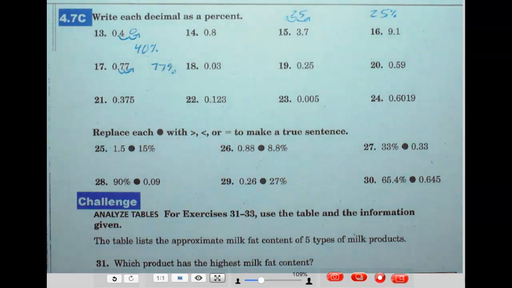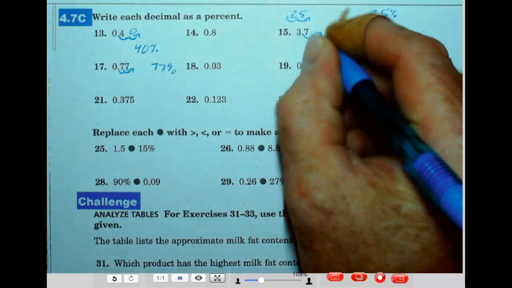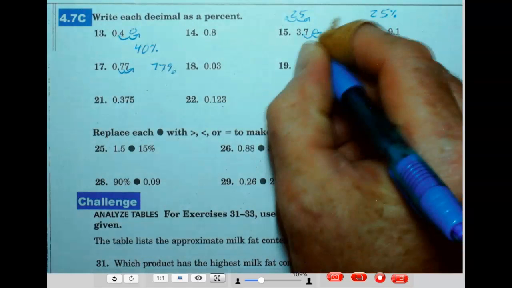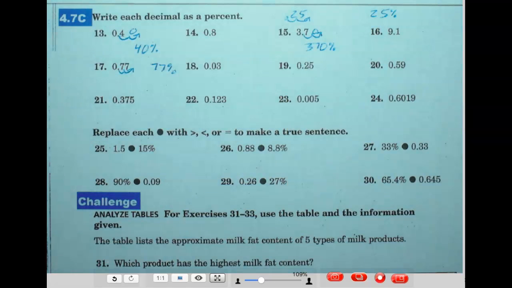Take a look at this one here, number 15. We're always doing the same thing. We just have to put the placeholder in. This becomes 370%. And it makes sense because it's 3.7. That's like $3.70. Sure, that's 370% when you multiply that by 100. You go from decimal to percent.